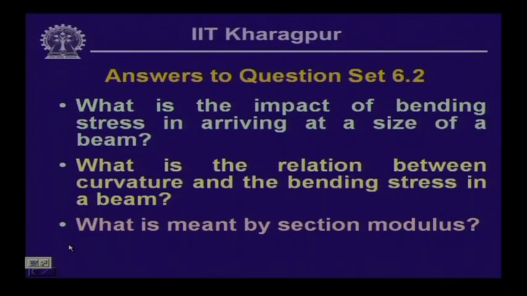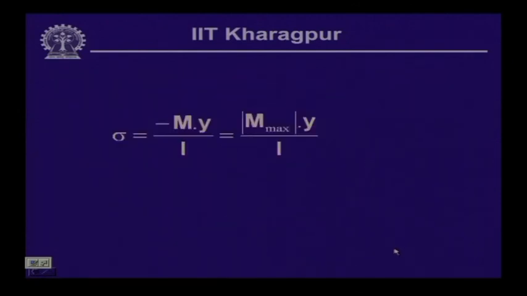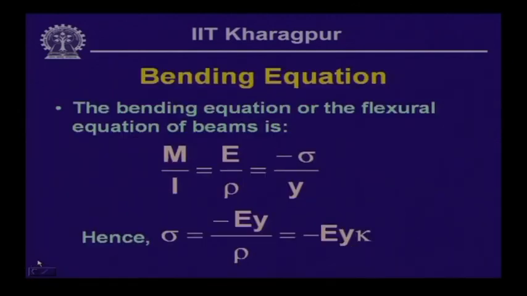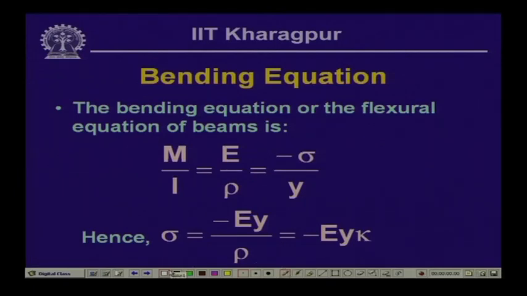Now, the next question is, what is the relation between curvature and the bending stress in a beam? This is a very straightforward question, and I think you know the answer. We have seen the bending equation, M by I equals E by rho equals sigma by y, where M is the bending moment, I is the moment of inertia, E is the modulus of elasticity, rho is the radius of curvature of the axis of the beam, sigma is the bending stress, and y is the distance of the point where we are evaluating the stress from the neutral axis. And mind that sigma is a normal stress which is generated because of the bending in the particular section.